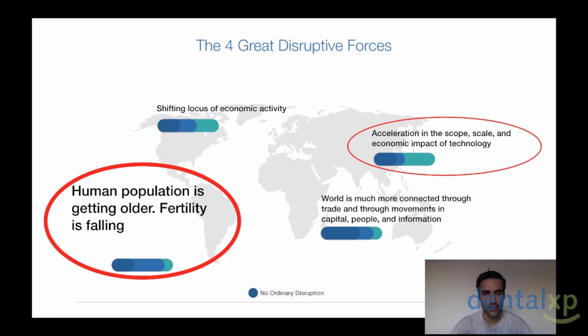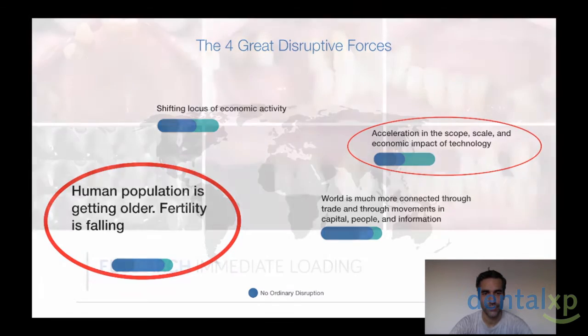And also another thing is that the human population is getting older and the fertility is falling. So what we are going to see all the time is patients that are more and more older. So we have to treat these patients that have maybe more atrophic mandibles and less bone and worse conditions to be treated.